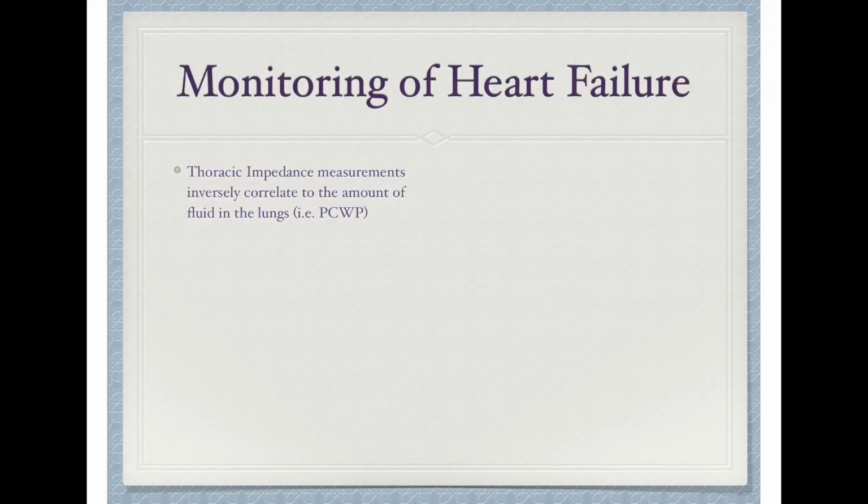It was noticed that the more fluid that built up in a patient's lungs, the lower the resistance to electrical flow through the pacemaker wires was. And this reflects the fact that fluid tends to be a much better conductor of electricity than air. So by correlating the patient's thoracic impedance measurements as measured by their implantable devices, we could identify how much fluid was in their lung.